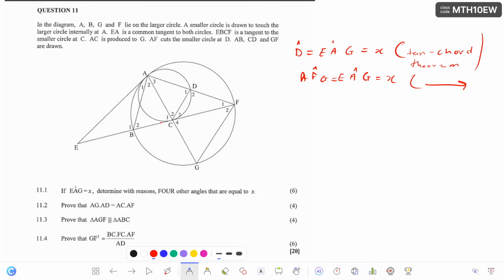So there is this. You see the small circle here. This line is also a tangent line. We have this triangle here. So this angle C1 is what? It's the tan chord theorem on that one. So C1 is equal to D1, which is equal to x. Reason: tan chord theorem.